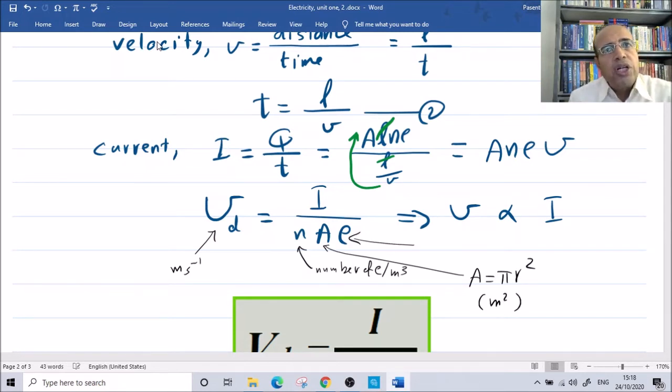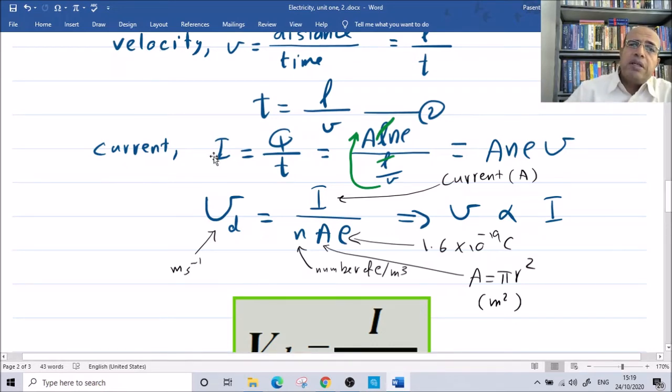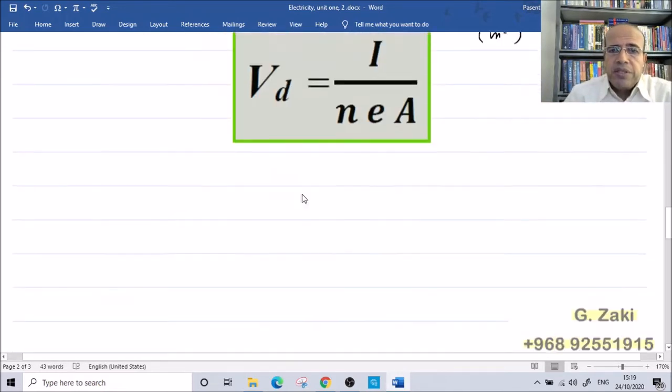e is the charge of the electron. It's a constant, 1.6 times 10 to the power negative 19 coulomb. I is the current in ampere. Take care of the difference between the unit of current and the area of the conductor. A down in the denominator is the cross-section area, but the unit of current is denoted by A. Don't confuse them. Now let us solve a question about this topic.